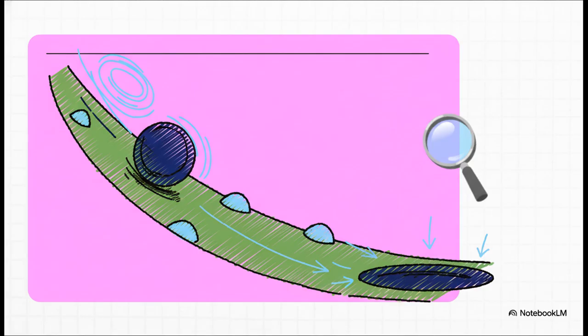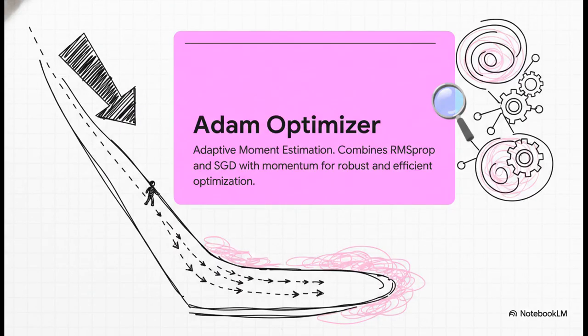But there's a problem. Sometimes this step-by-step process can get stuck in a little ditch, a shallow valley that isn't the real bottom. So how do we fix that? We add momentum. It's exactly like a ball rolling down a hill. Its own momentum helps it power right over any small bumps and stay on course for the true deep valley we're looking for. And that idea brings us to the modern champion of all optimizers, ADAM.